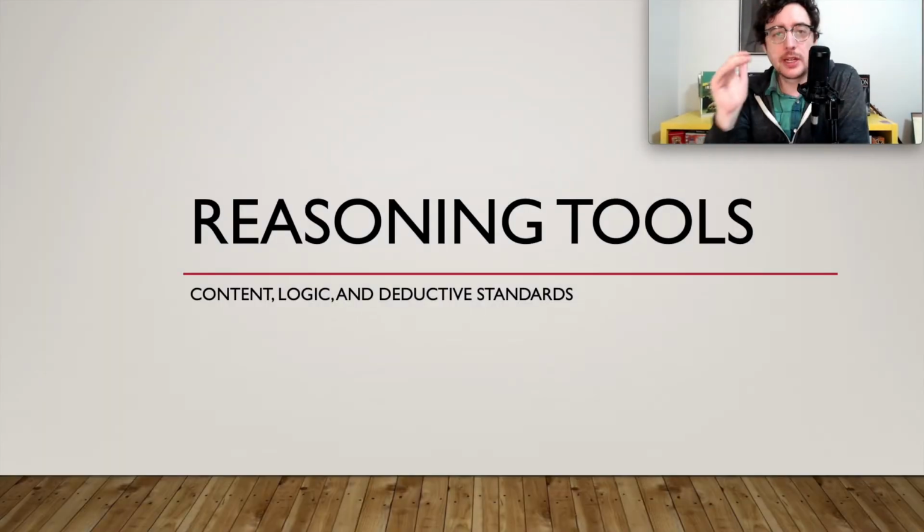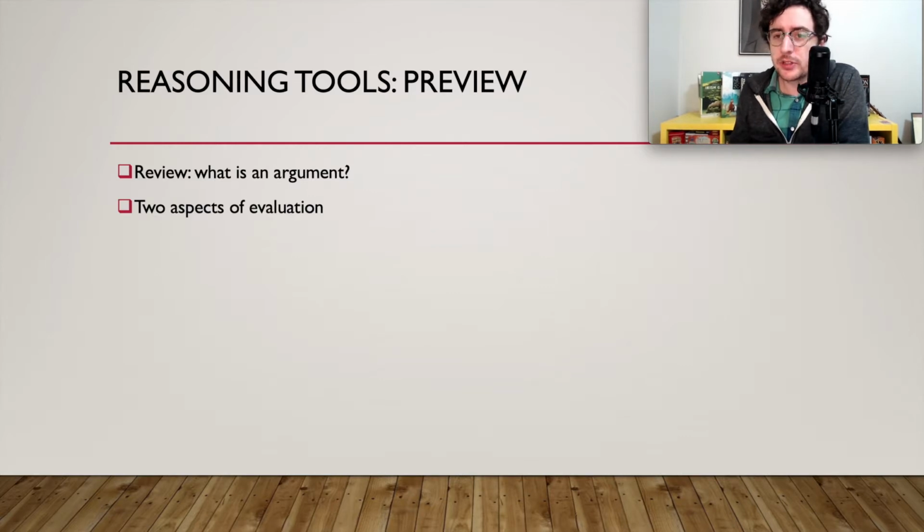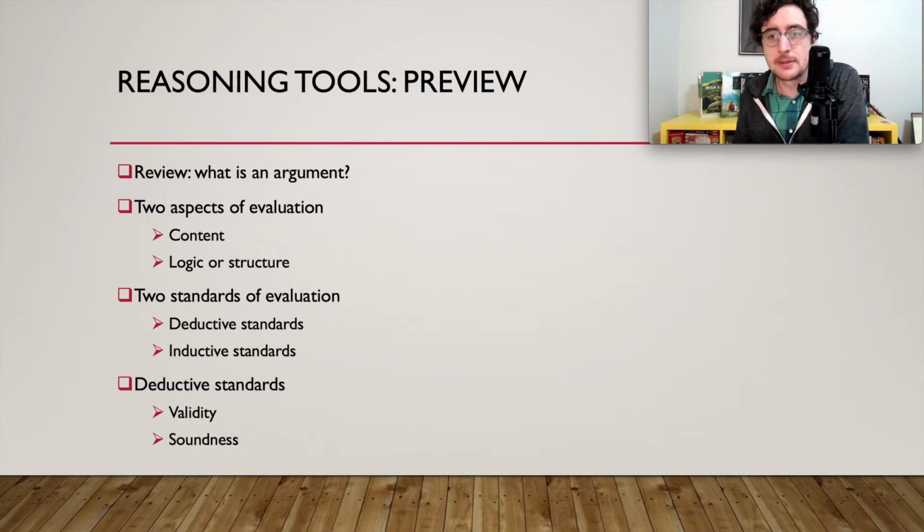So in this video, we're going to continue our quick crash course in logic, and we're going to introduce some deductive standards for evaluating arguments. We're going to briefly review what an argument is, then we'll talk about two aspects of an argument that you can evaluate: the content of the argument and the logic or structure. Then we'll talk about two standards you can use for trying to evaluate arguments: deductive standards and inductive standards. But most of the video is going to be introducing what these deductive standards are, and the two critical ideas here will be the notion of validity and that of soundness.